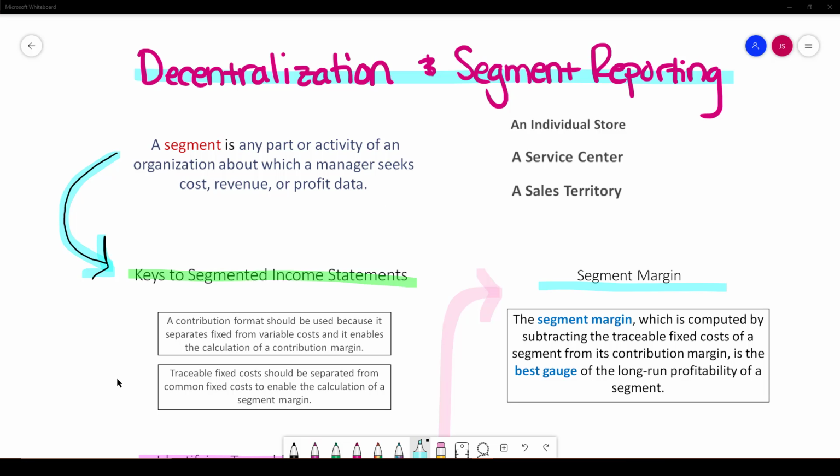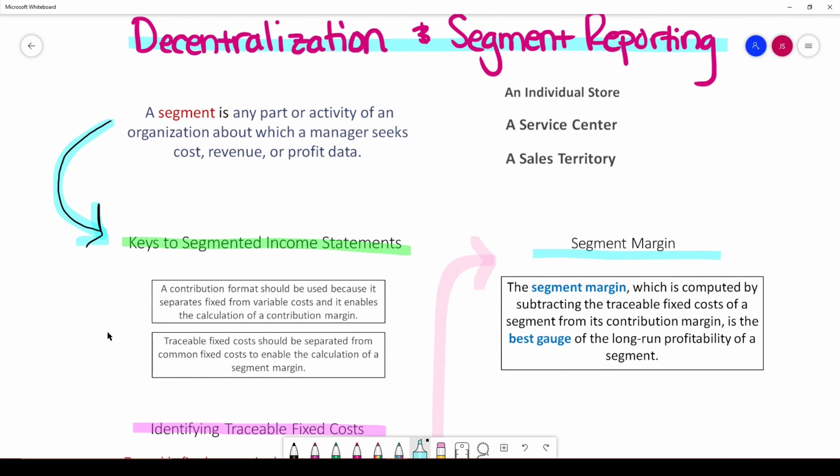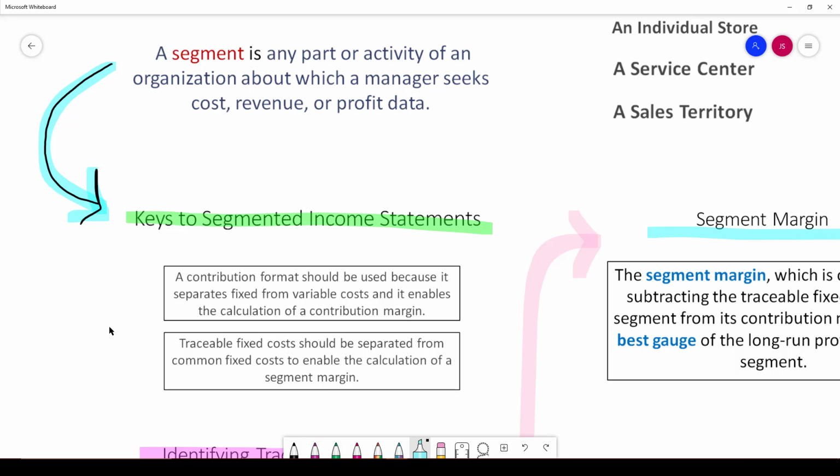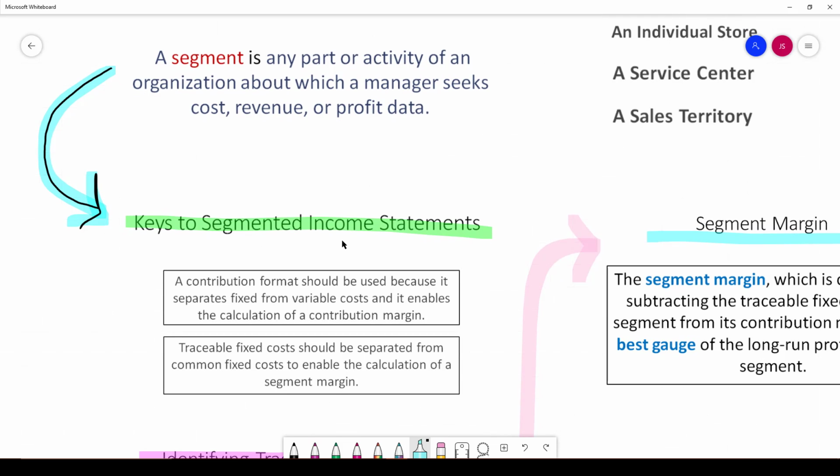So with business segments, if we want, for example, profit data about the different sales territories, then we can set up income statements for each of those segments separately. But for purposes of internal reporting, a contribution format income statement is going to be the best, because we've talked about before that the contribution format income statement enables CVP analysis. Segmented income statements, however, are required for external reporting, but when you set up those segmented income statements for external reporting, they have to be set up using absorption costing.